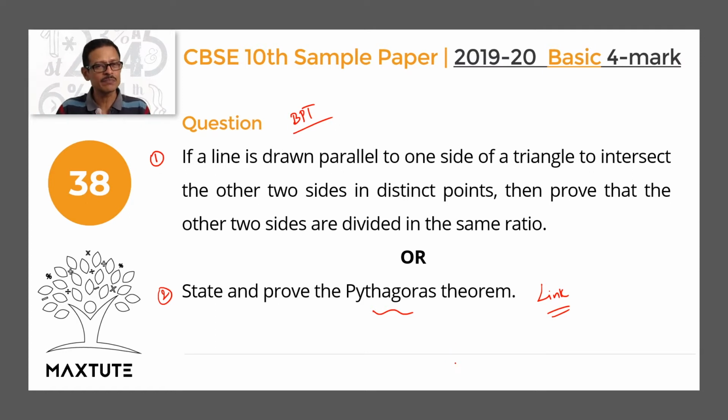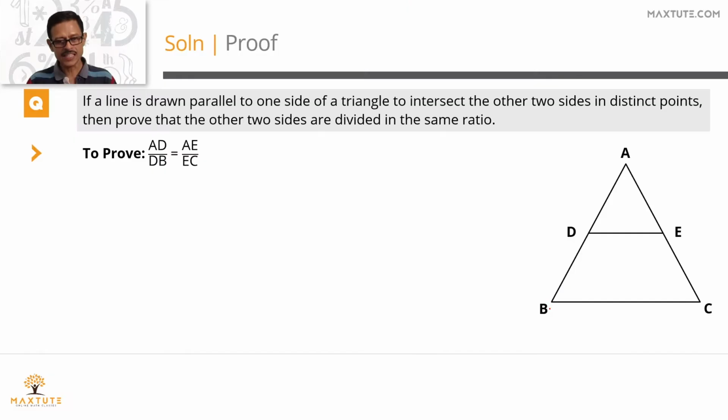I'm going to read the statement of the basic proportionality theorem, right? If a line is drawn parallel to one side of a triangle to intersect the other two sides at distinct points, then prove that the other two sides are divided in the same ratio. Let's get started with the triangle ABC. DE is a line that's parallel to BC.